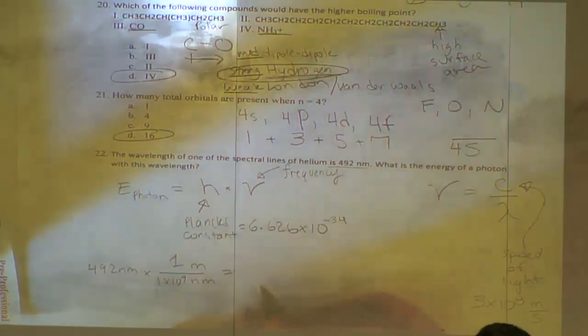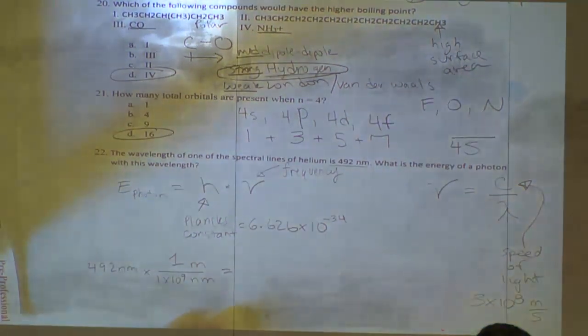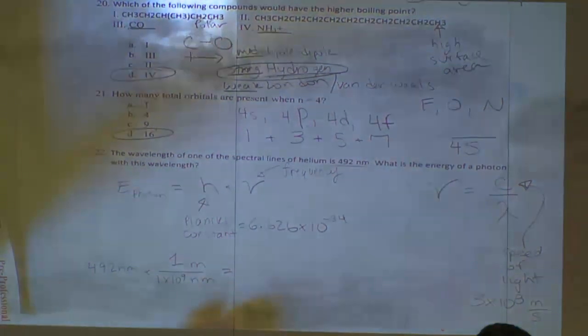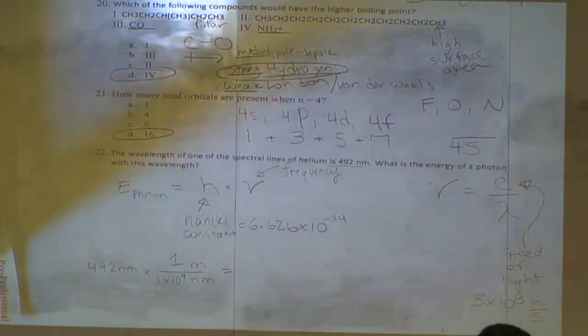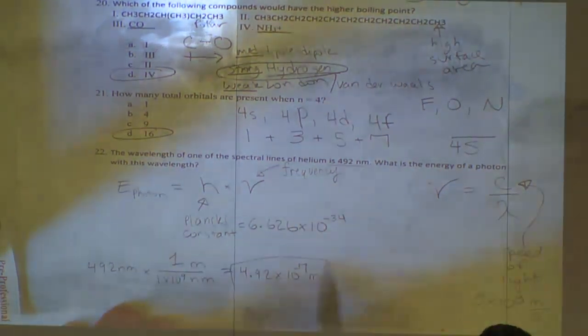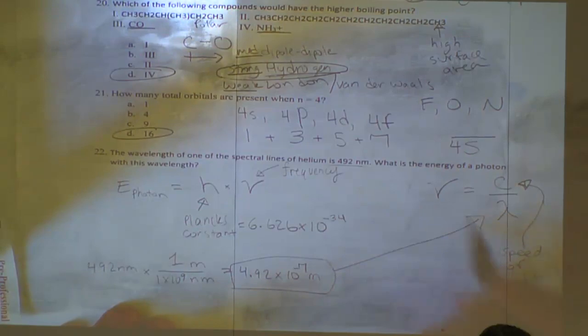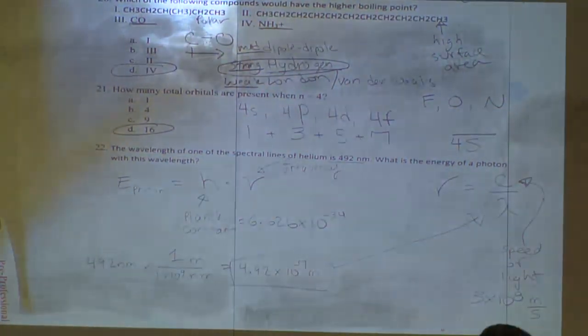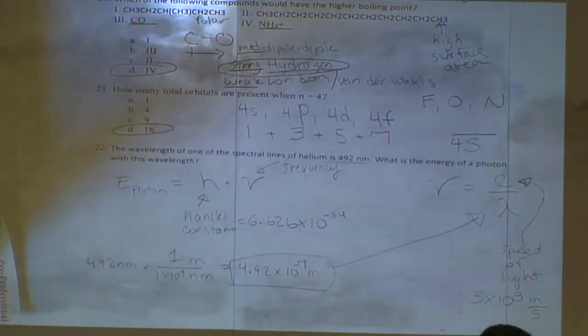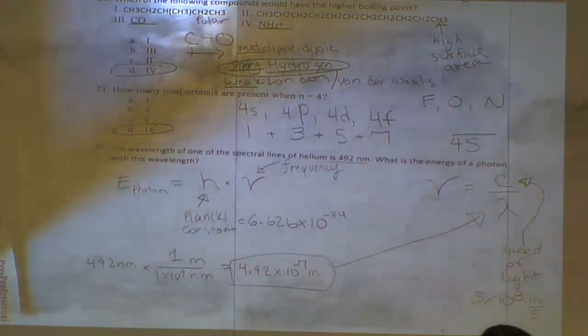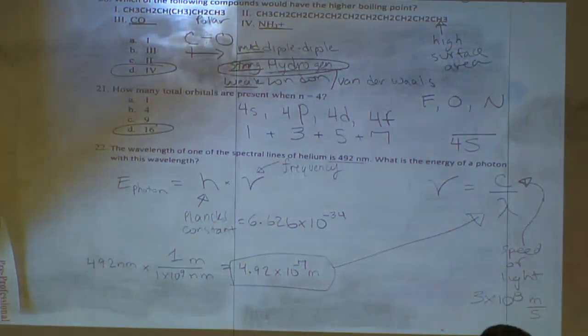All right, then anybody get the scientific notation version? Something to the what? Okay, awesome. So it would be 4.92 times 10 to the negative 7th meters. Thank you. That right there is important because that's the one you need to plug in. So go ahead and try that: c over lambda with the values we just got, to find frequency to then find the energy of a photon.